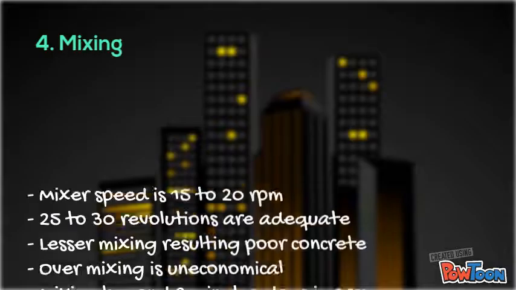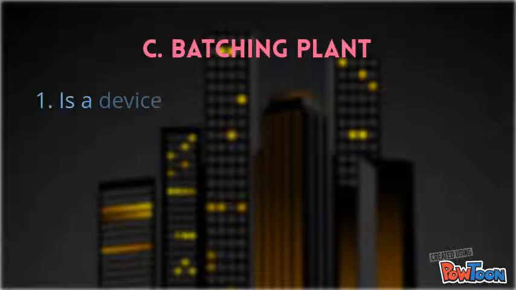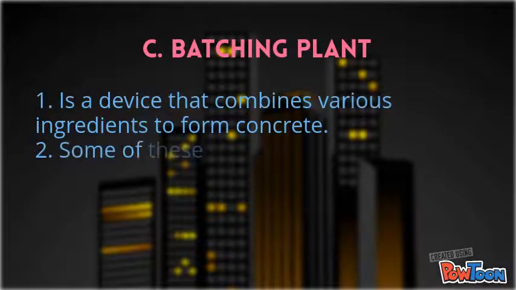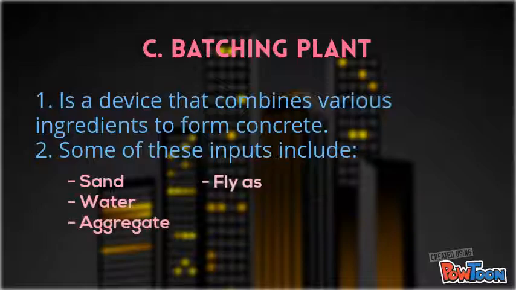Mixing time. Batching plant is a device that combines various ingredients to form concrete. Some of these inputs include sand, water, aggregate, fly ash, and mixture cement.